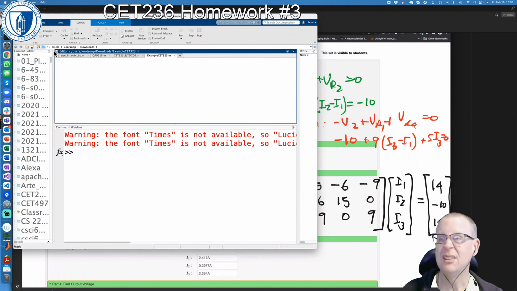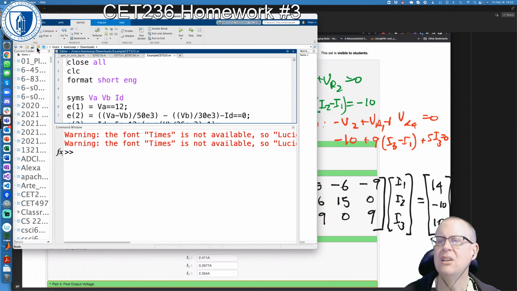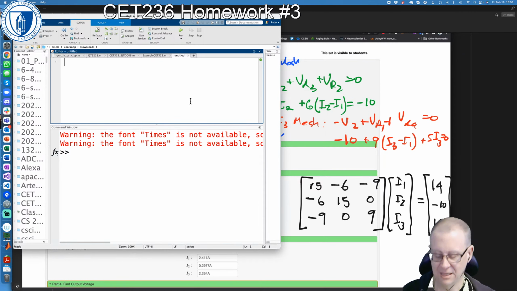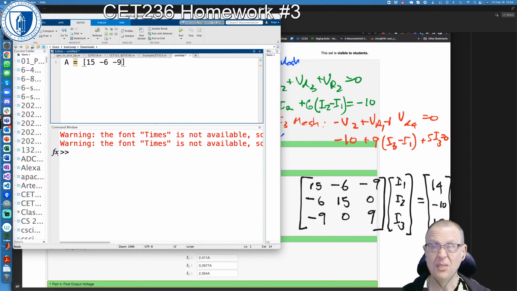So let's do this. We'll go for a new script, and let's just make that a little wider. And our A matrix is 15, minus 6, minus 9, minus 6, 15, 0, minus 9, 0, 9, minus 9, 0, 9. And our B vector rather is 14, minus 10, 10.